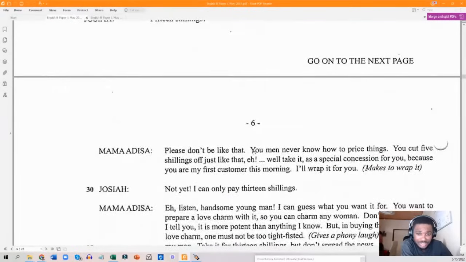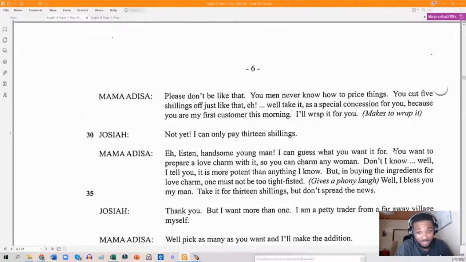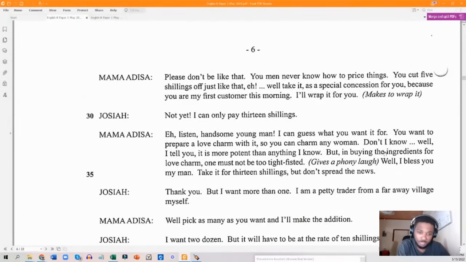15 shillings? Please don't be like that. You may never know how to price things. You cut 5 shillings off just like that, eh? Well, take it as a special concession for you. Because you're my first customer this morning. I'll wrap it up for you. Makes to wrap it. Not yet. I can only pay 13 shillings. Hey, listen, handsome young man. I can guess what you want it for. You want to prepare a love charm with it so you can charm any woman. Don't I know? Well, I tell you, it is more potent than anything I know. But in buying the ingredients for love charm, one must not be too tight-fisted.